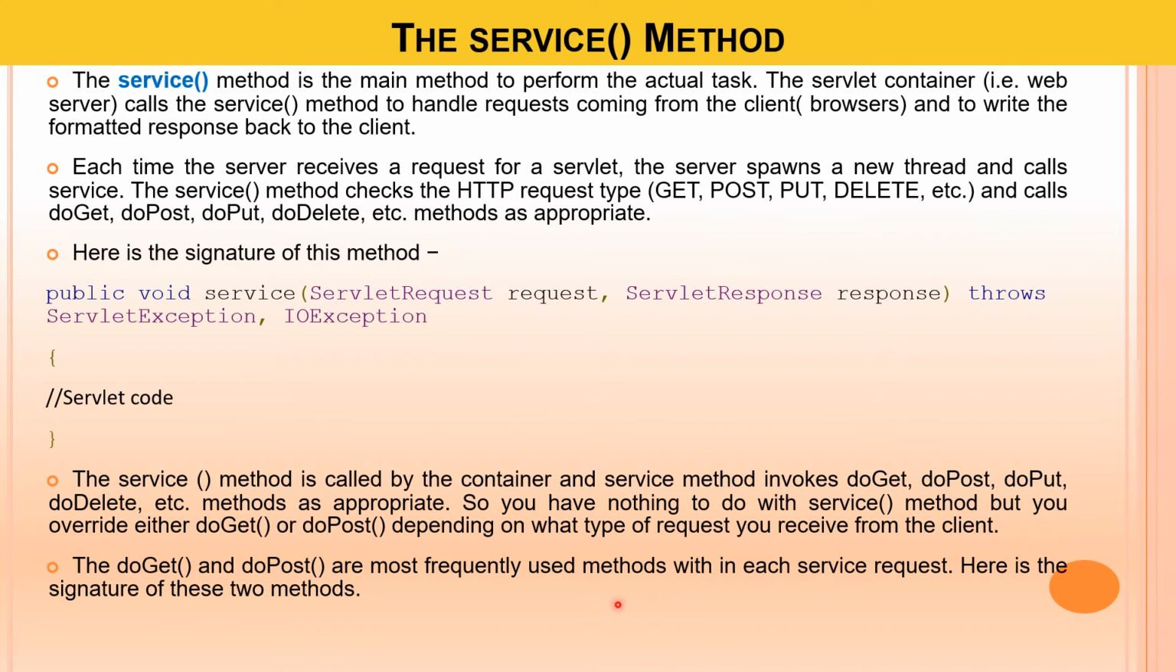Now the client requests something from the server, and the actual task is performed in the service method, and the doGet, doPost, doPut methods will be used, whichever is the appropriate method. Mostly doGet and doPost are the frequently used methods in each service request. Here are these two methods.